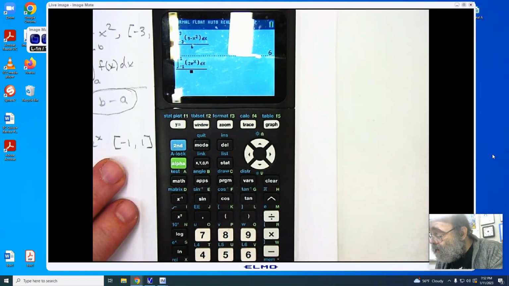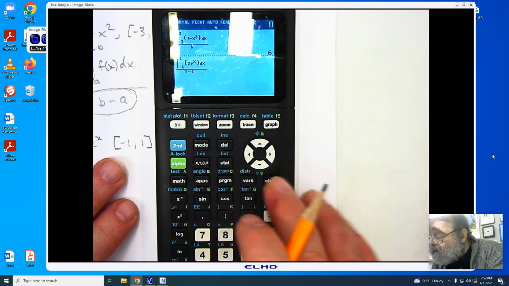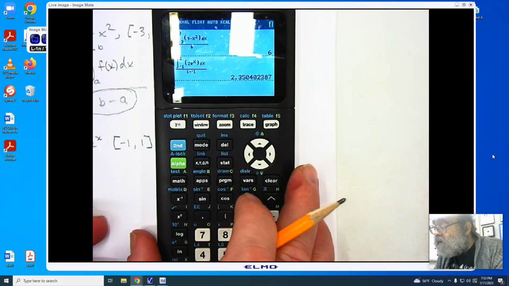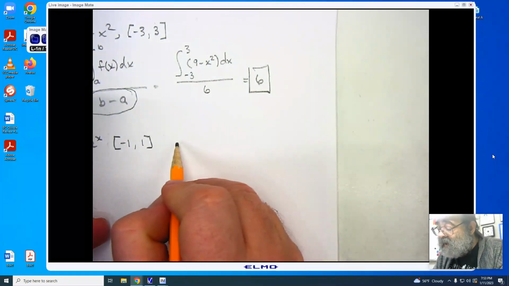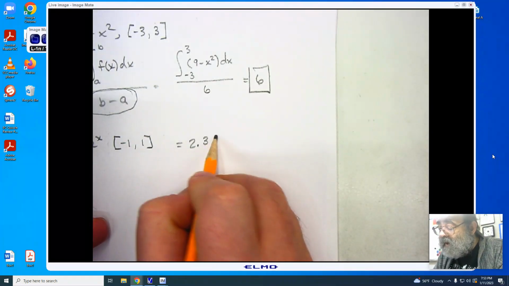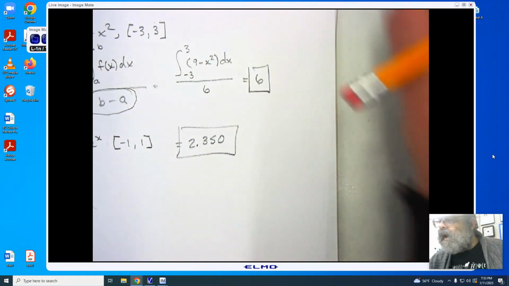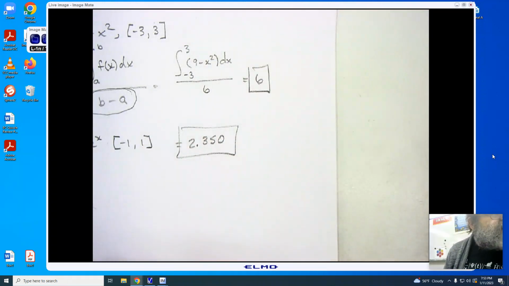In the denominator, I have 1 minus negative 1. Notice I can either simplify it and put that value down, which is a 2, or I can leave it like so. Hitting enter, I have my answer, 2.350. This answer is 2.350. Alrighty, let's go ahead and move forward now as we take a look at some of the other problems.